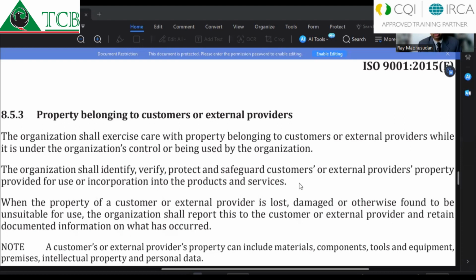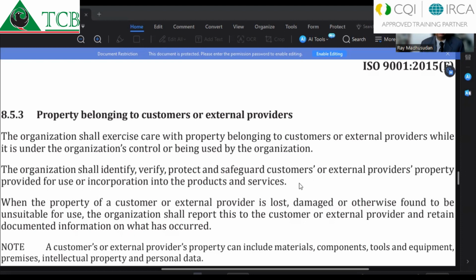Now, sometimes it can be used. A special tool can be offered by the customer for use, or an external provider's product could be a crane or a compressor or any other welding machine, for example, those kind of things which do not belong to the organization, that have been hired or taken from the customer or external providers. What is required is you have to identify them. The organizations need to identify that this property belongs to this particular provider or the customer.